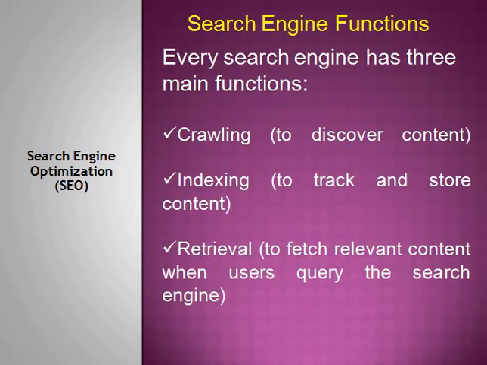Search engine functions: what are the functions of the search engine and how does a search engine work basically? Every search engine has three main functions. The first one is crawling to discover content. A search engine has crawlers, or we call them bots.